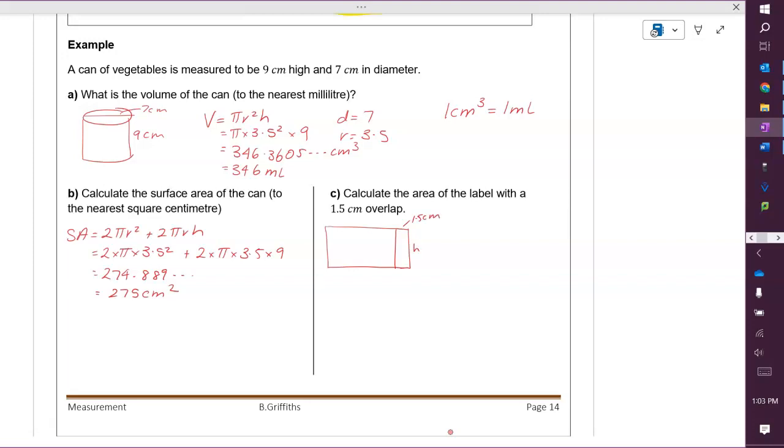The height is still the same, and this part here that we already had was our 2 pi r. So we're simply adding these two measurements together and multiplying them by the height. So the area is 2 pi r plus 1.5 times by our height. Now we're going to put in our information. So 2 times pi times our radius, which was 3.5, plus 1.5, times by our height, which is 9. None of these measurements have actually changed. We're still using the same thing. Typing that in, we get 211.420. And then if we simplify that, we get 211 centimetres squared.